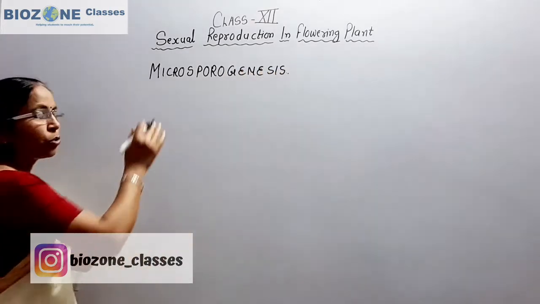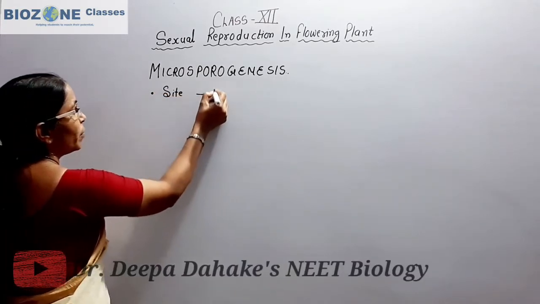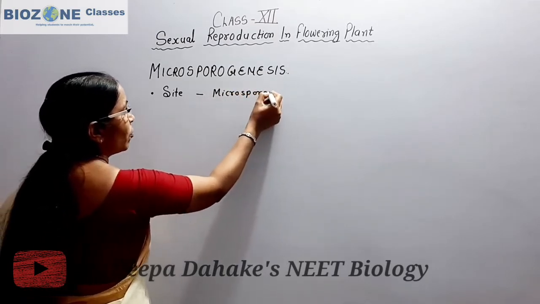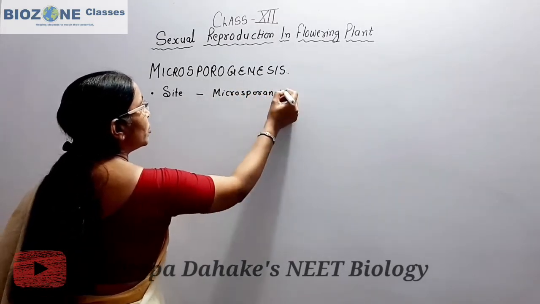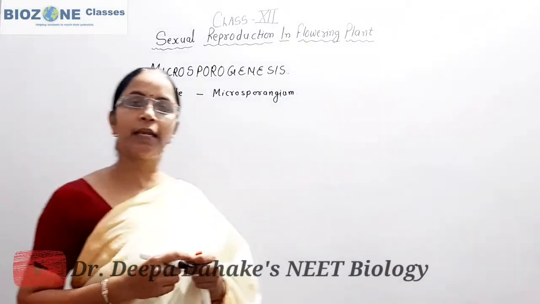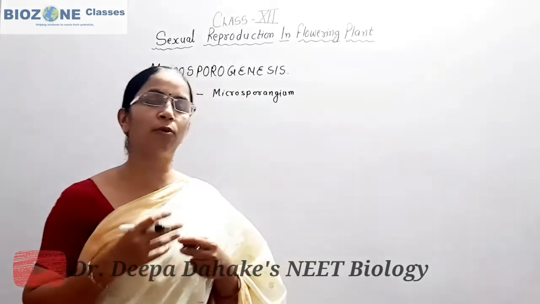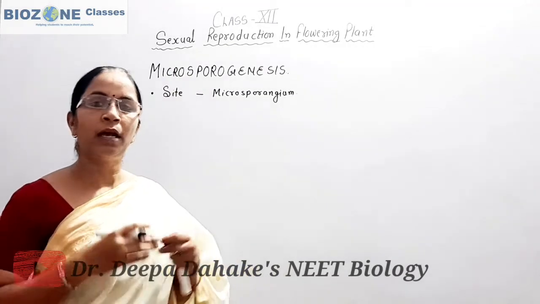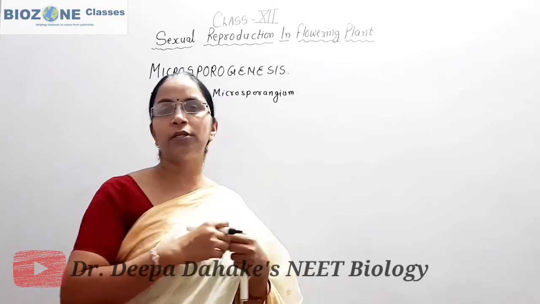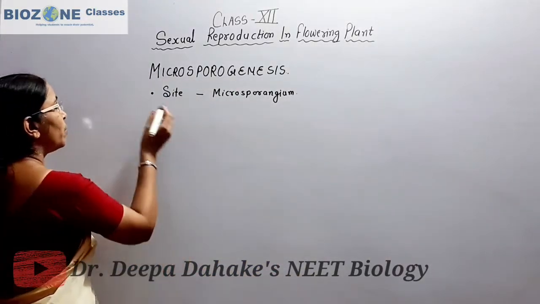Microsporogenesis. So first you remember the site of microsporogenesis. Microsporangium is the site of sporogenesis, and the microsporangium is called the pollen sac. Secondly, you all now know the anther is tetrasporangiate, that means 4 microsporangia are present, and all these 4 microsporangia at the same time enter the process of microsporogenesis. So first, the site you remember.